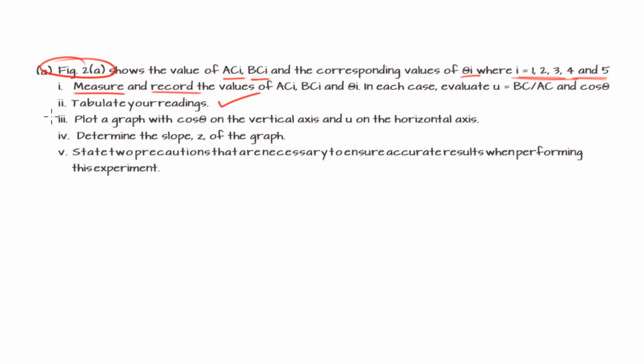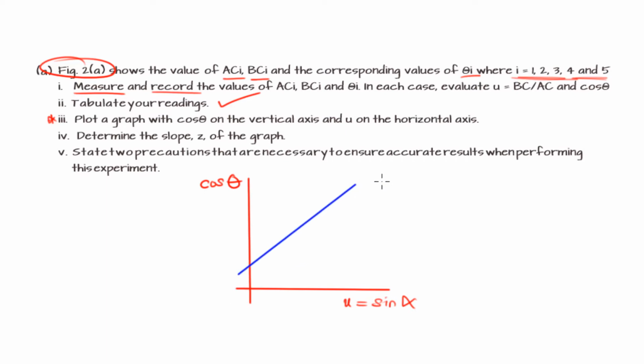We'll evaluate mu as BC over AC. We'll tabulate our readings. Then, interestingly, in our practicals, we are going to plot the graph. We are told that cos theta will be on the vertical axis, and then mu will be on the horizontal axis. And recall mu is sine alpha. So the graph, well, let's assume that we don't know, is either going to be a positive straight line or a negative straight line. But let's assume that it's going to be a positive straight line like this.